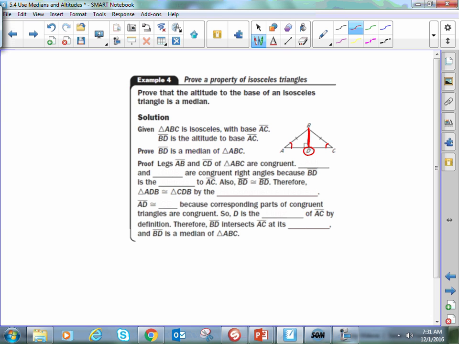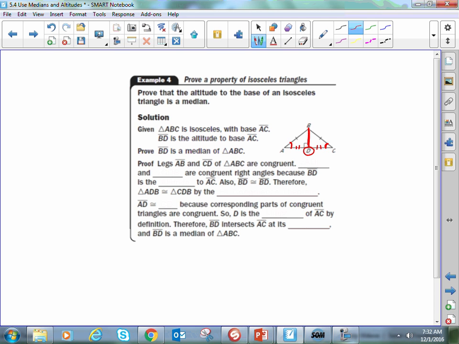So I could say that the triangles are congruent at least by hypotenuse leg, or I could use the acute angle at A and C with the right angle, and side BD is the reflexive side shared between them, so I could show the triangles are congruent by angle, angle, side. So if the triangles are congruent, their corresponding parts must be congruent. So if A to D and C to D are the same length, then that must mean that D is the midpoint. And if D is the midpoint, then segment BD is also a median.